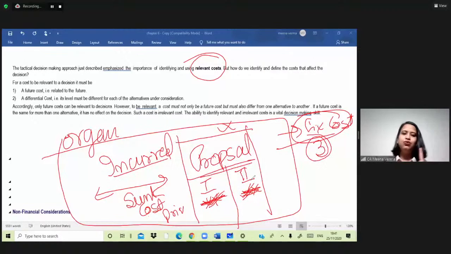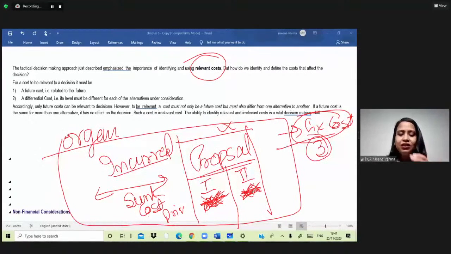So we will not consider the past costs which we have already incurred. We have already paid for that. We have already given the money, so we will not consider the past cost. We call them sunk cost. If we are considering any proposal, we will consider only those costs which are different for the proposals. Any cost which is the same for both proposals, we will not consider that.